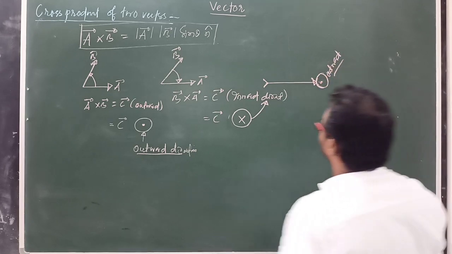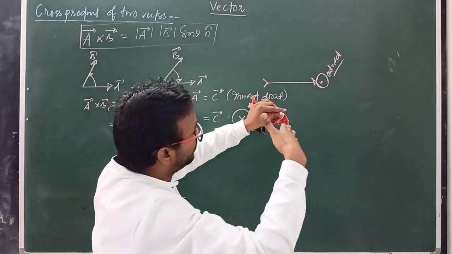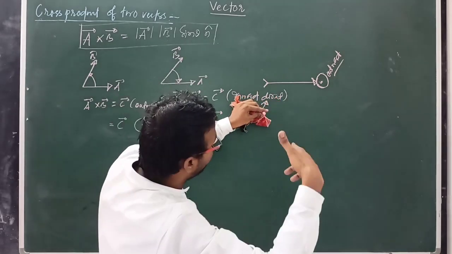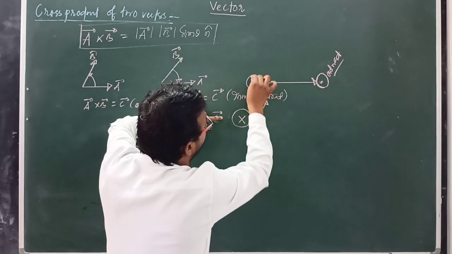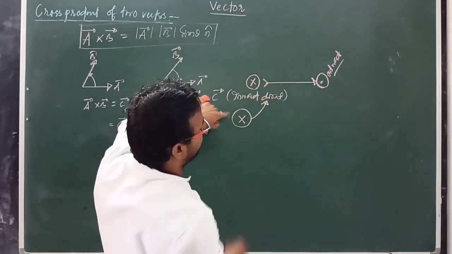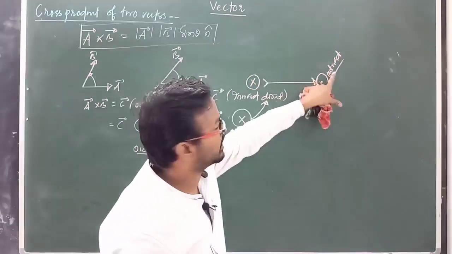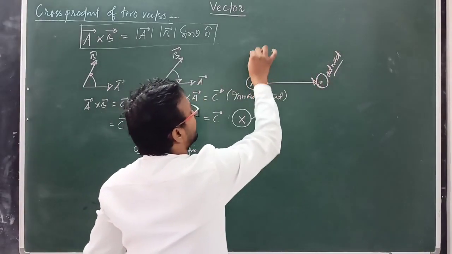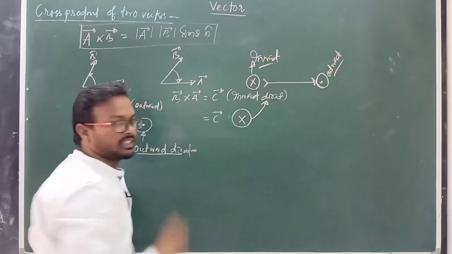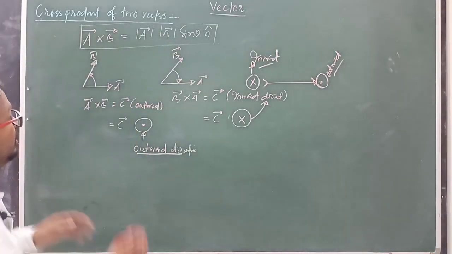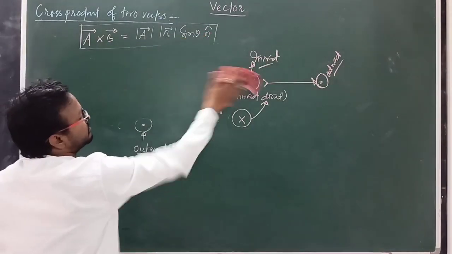This is outward. But when one arrowhead is moving inward direction, moving inward means you will see the tail, that means here you have to use a cross mark, tail, and this is head mark. Clear? So this is inward and this is outward. You have to remember these 2 points. Clear? Okay. Now let's start.